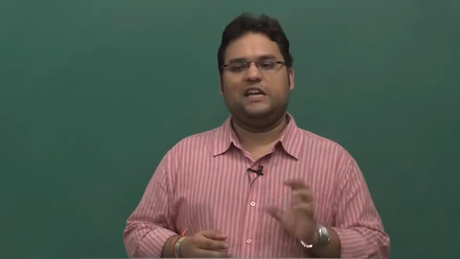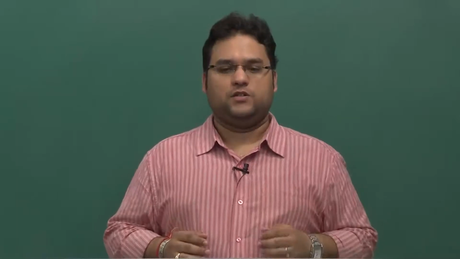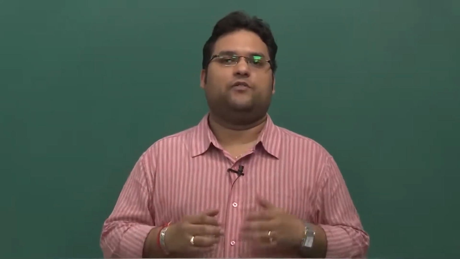In unilateral spatial neglect, we are not really just seeing the effect of the lesioned right hemisphere or the lesioned left hemisphere, but also its exaggeration due to the fact that the good, intact hemisphere is suppressing everything out of that particular visual field. So, its exaggeration due to the suppressing effects of the undamaged hemisphere is probably leading to this kind of neglect of this particular hemifield.